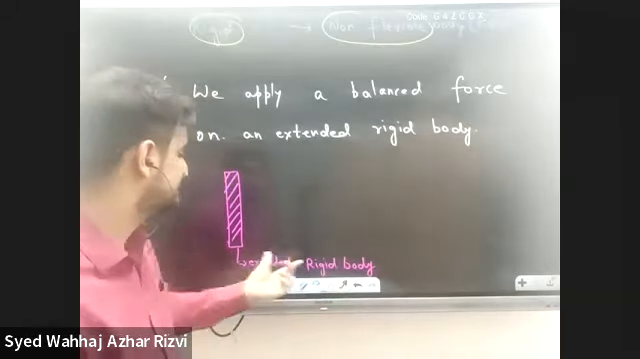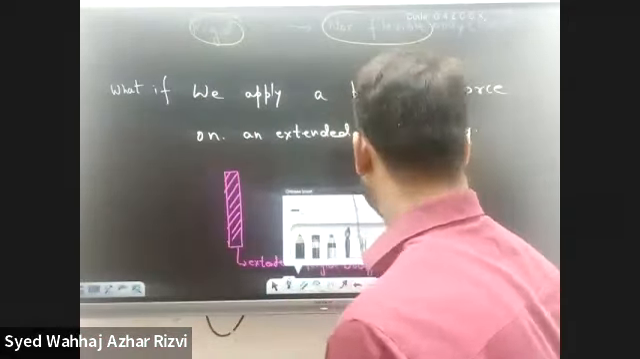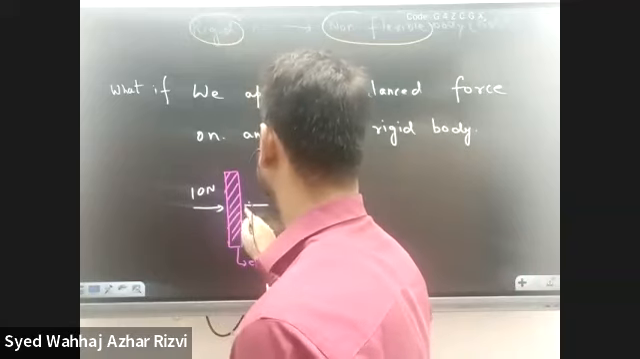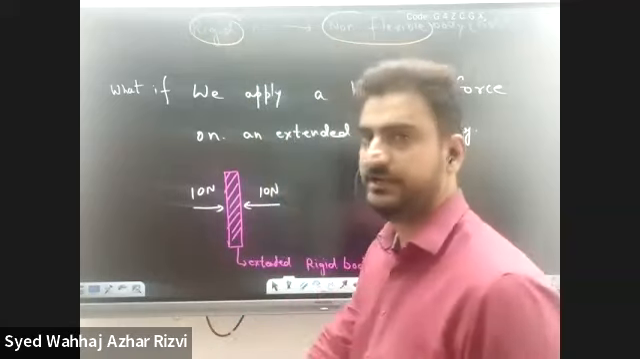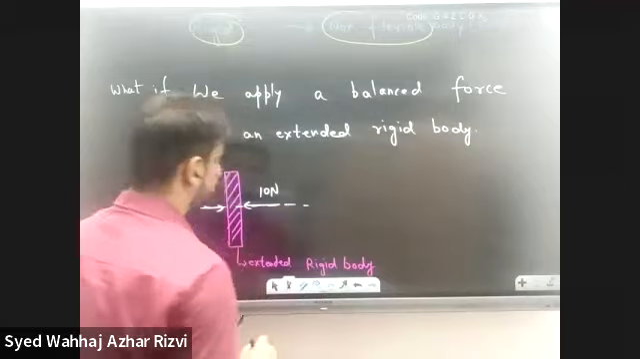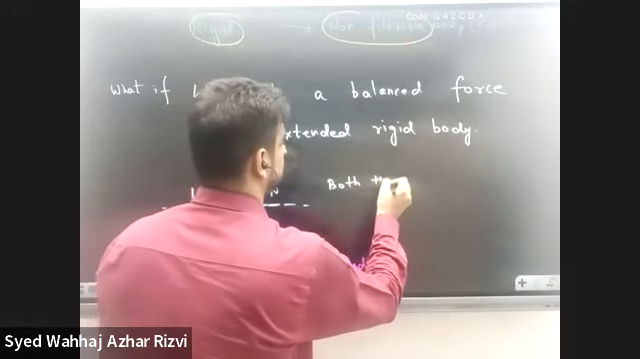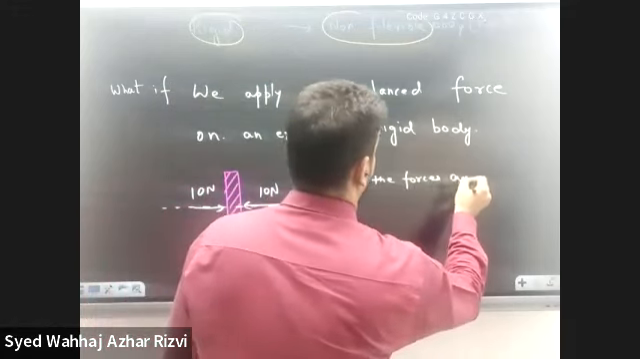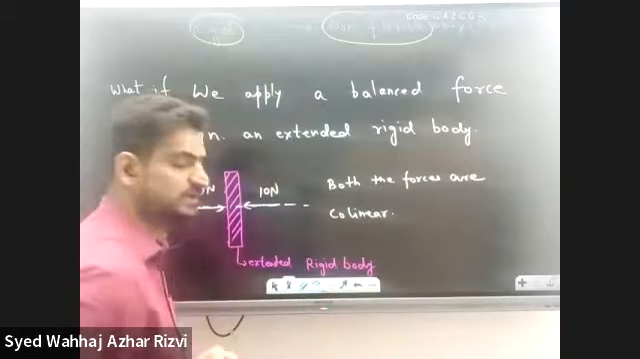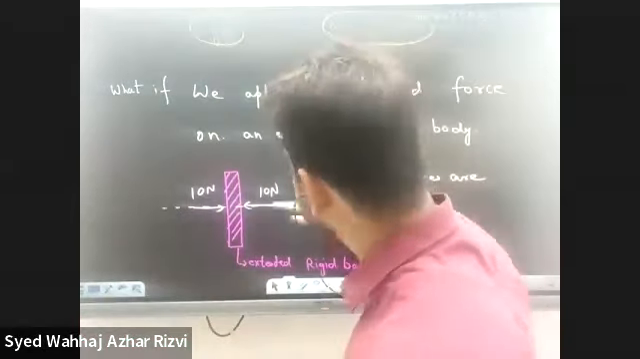What will happen if on this extended body we apply a balanced force? Let's say we applied 10 Newton here, and 10 Newton here, right? So these both forces are acting along a straight line. This is the case where both the forces are collinear. Both the forces which are being experienced by this block are along the same line.